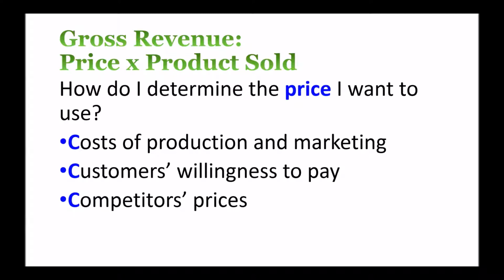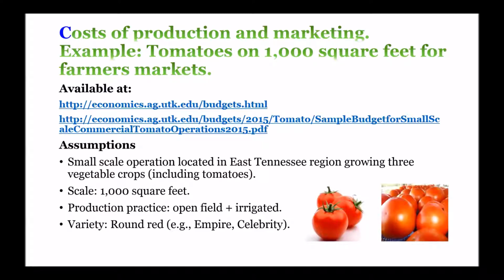There are three factors I need to take into consideration when setting my prices: cost of production and marketing, what customers might be willing to pay for my product, and competitors' prices. Cost of production and marketing are the first elements to take into consideration when setting prices.